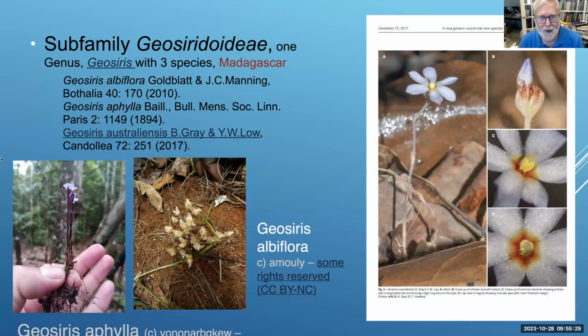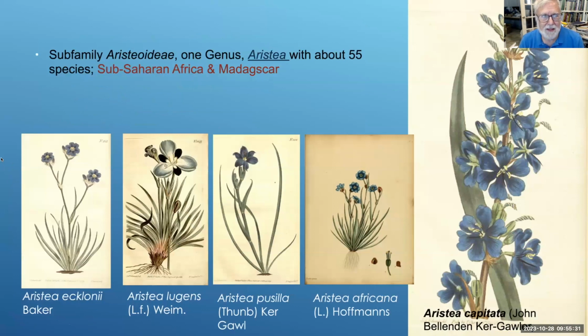Next slide. So these 4 subfamilies at the beginning have very few plants in them. This is one of the larger ones, the Aristeoideae, and the oideae is a standard ending for all subfamilies. So you know you're talking about a subfamily if it's oideae.